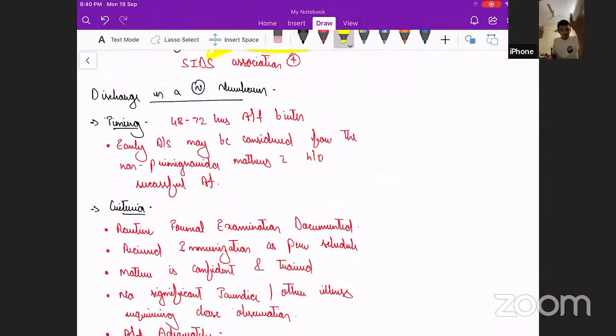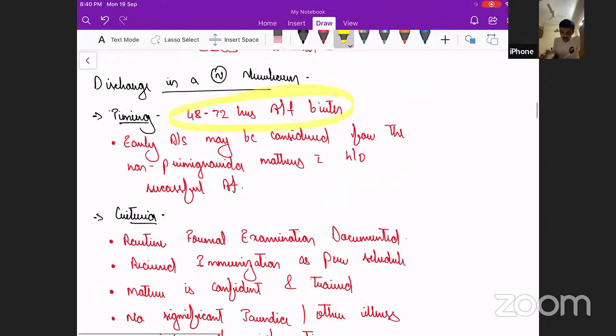Next is when do we discharge the child in routine newborn care? When do we discharge a normal newborn? Usually 48 to 72 hours after birth. Early discharge may be considered for non-primigravida mothers with a history of successful breastfeeding.